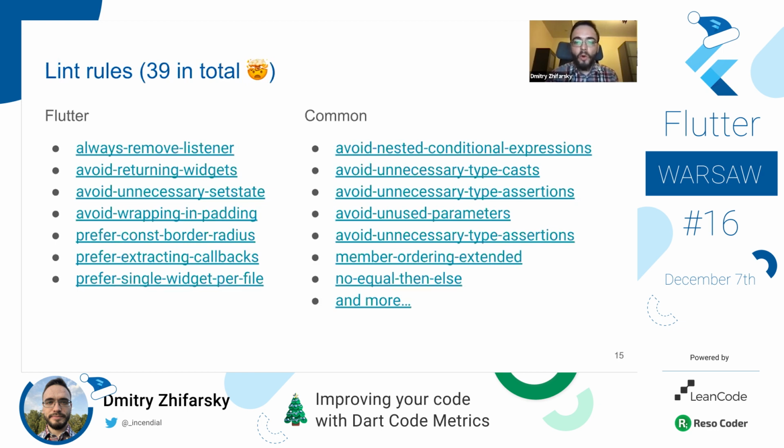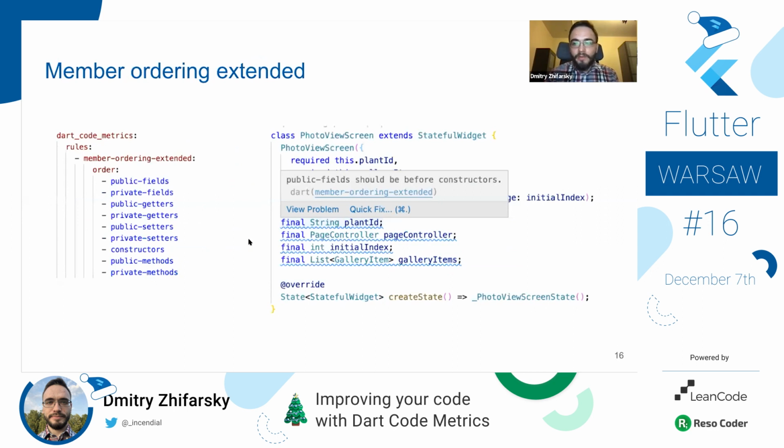Also, we have common rules, member ordering, unnecessary assertions, unnecessary typecasts that will help you basically remove things that are not used in your code. Unused parameters too, like those things are not provided by the analyzer right now and only provided by the Dart Code Metrics. And when I was counting the amount of rules, it was like 39. I thought, oh, I remember when the package had like 10 rules, and now we have like 38, 39. Let's take a look at some of them.